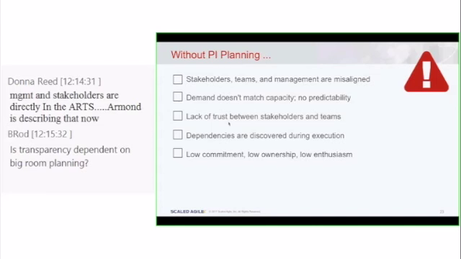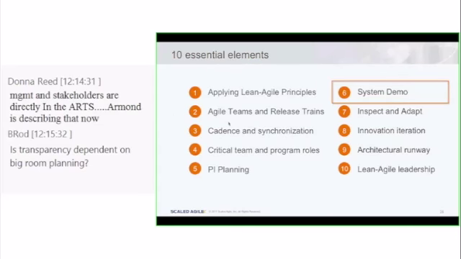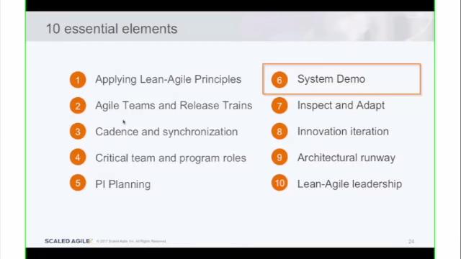So this is, again, can't underscore this enough, the importance of PI planning. And then the next area, to me, is a deal breaker: a system demo or an integrated demo, right? So we know that in Scrum, Scrum prescribes that you have a demo or a sprint review at the end of a 2-week iteration.